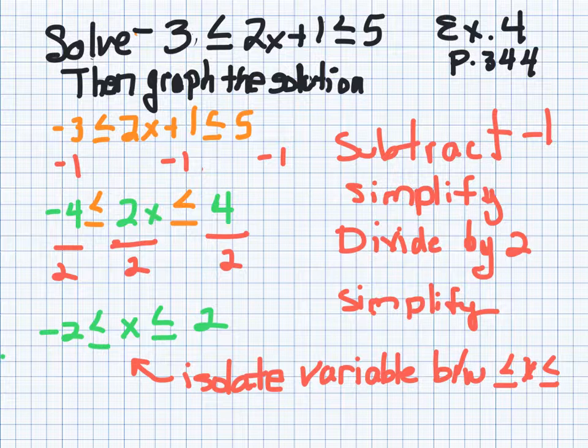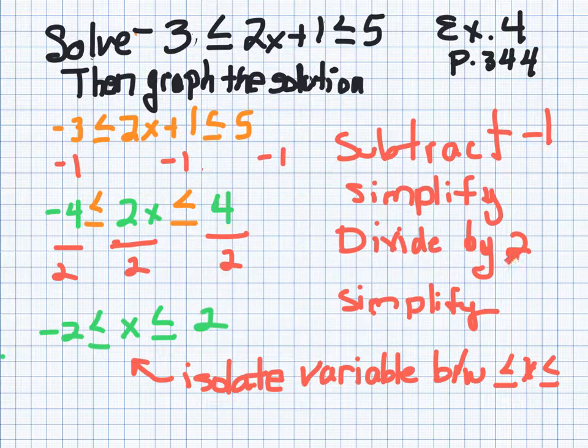Using method 2, what we want to do is isolate the x in the middle. So I subtract 1 from each part. That leaves me with the green part here, which is negative 3 minus 1, negative 4. 2x plus 1 minus 1 is going to leave me with just 2x. And the 5 minus 1 is going to leave me with 4.